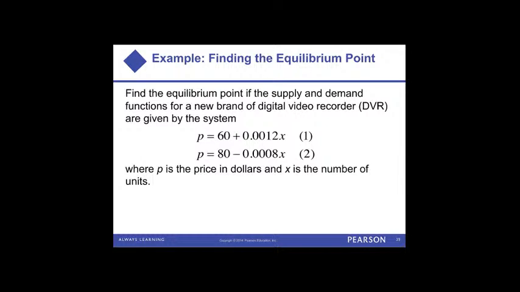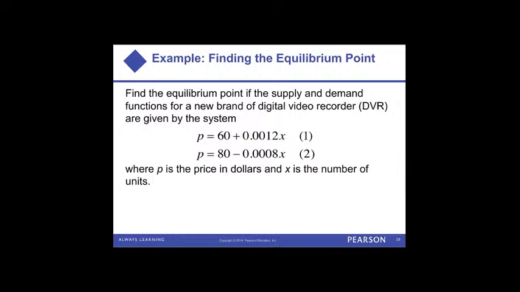So we're asked to find the equilibrium point if the supply and demand functions for a brand new DVR are given by the system, where P is going to be the price in dollars and X is the number of units produced and sold. Okay. Equilibrium point is where the supply equals demand, right? So if equation 1 equals P and equation 2 equals P, then we can equate equation 1 to equation 2.